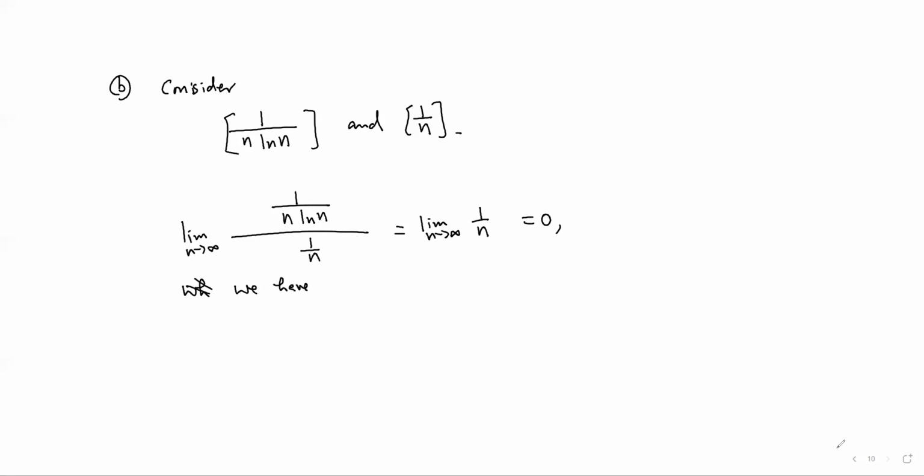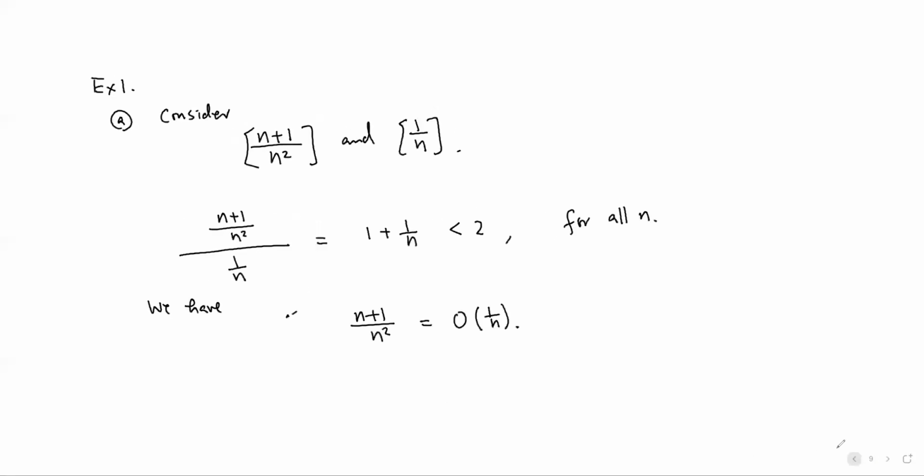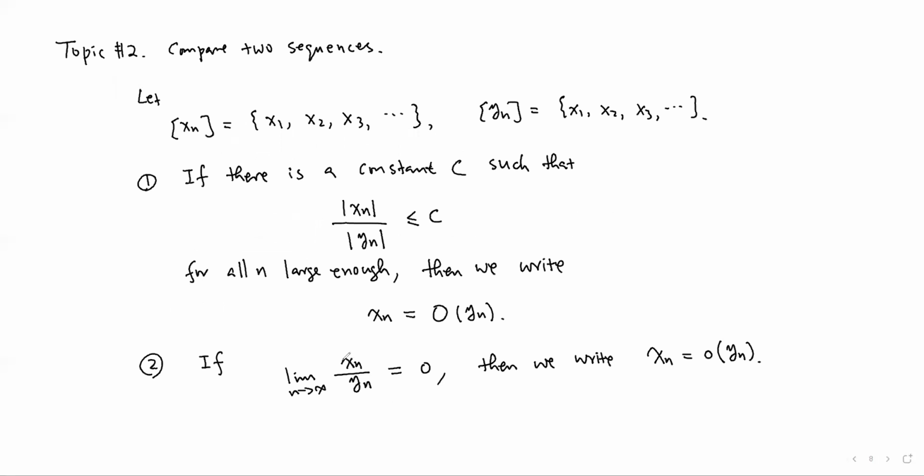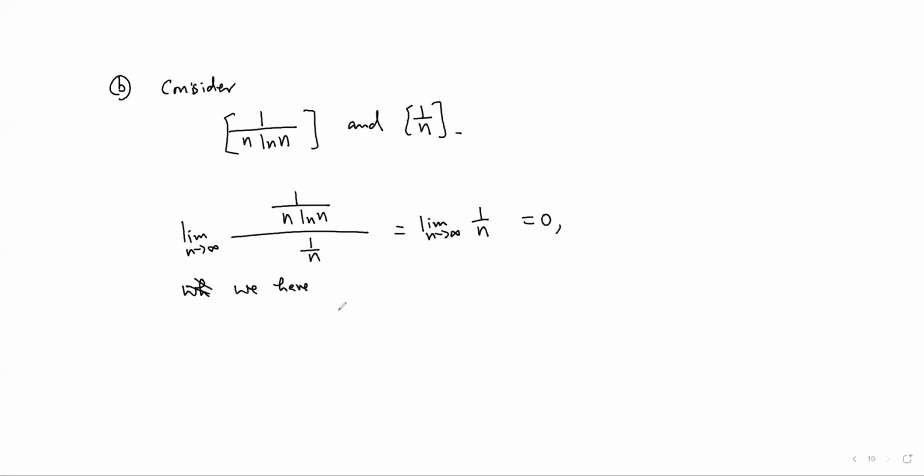So we have little o notation. Little o means x_n over y_n, when n approaches infinity, the limit is 0. Then we have little o. So (natural log of n) over n is little o of 1 over n. This sequence converges to 0 faster than 1 over n converges to 0, compared to the other sequence.